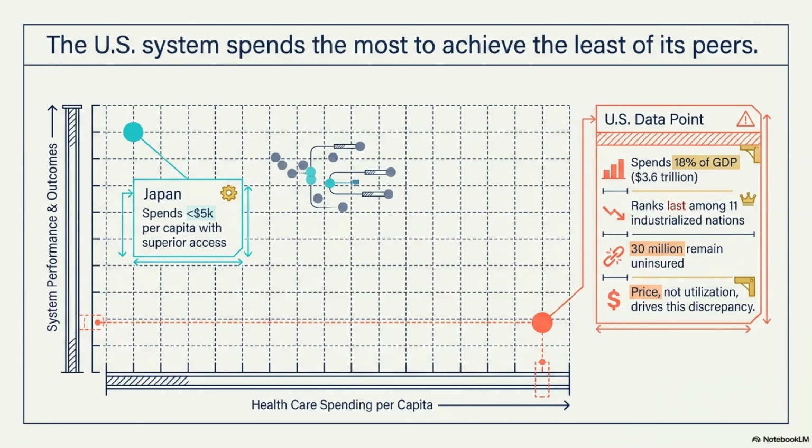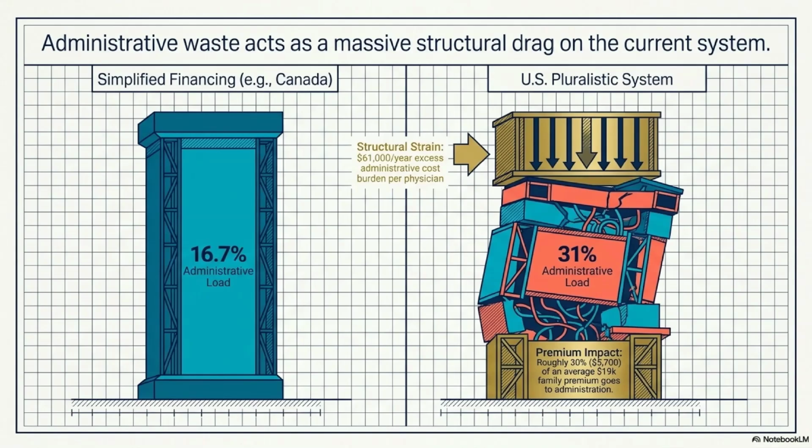The United States spends far more than any peer nation, yet delivers some of the least favorable outcomes. This isn't a funding problem, it's a structural one. Part of that structural problem is administrative complexity. Compare a simplified financing system like Canada's to the pluralistic, multi-payer system in the US. The American system carries a much heavier administrative burden and higher overhead costs, acting as a structural drag on the entire system before a single dollar reaches patient care.